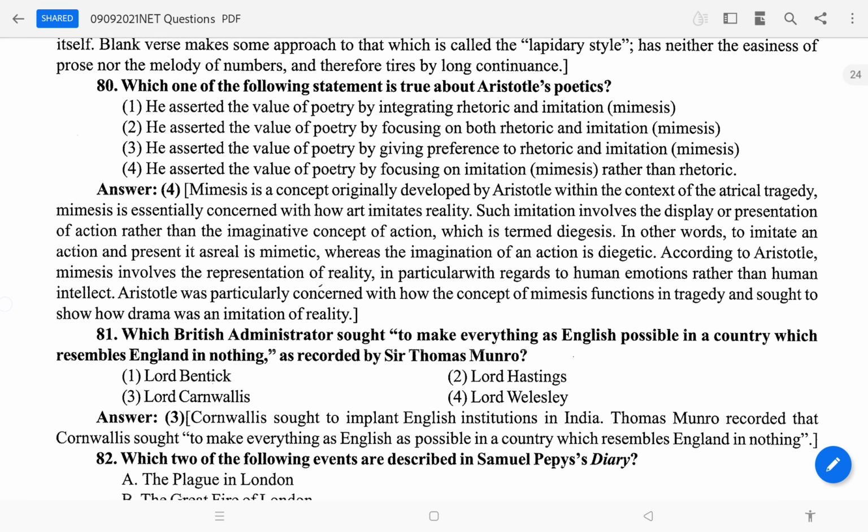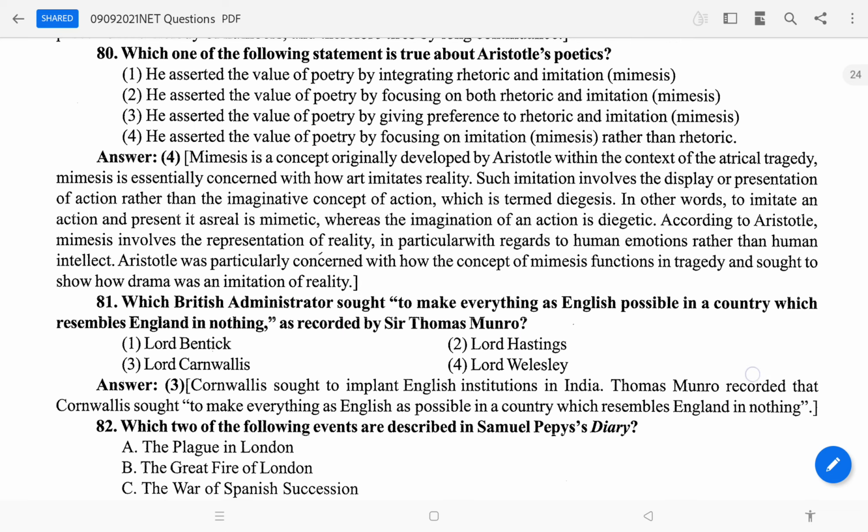Then question number 80. Which of the following statements is true about Aristotle's Poetics? So the answer will be 4. He asserted the value of poetry by focusing on mimesis rather than rhetoric. So Aristotle asserted the value of poetry by focusing on imitation, meaning mimesis, rather than rhetoric.